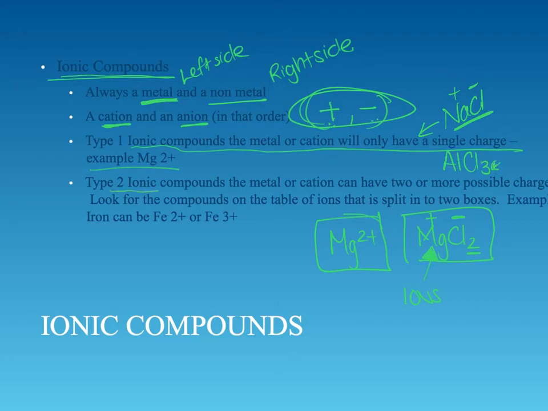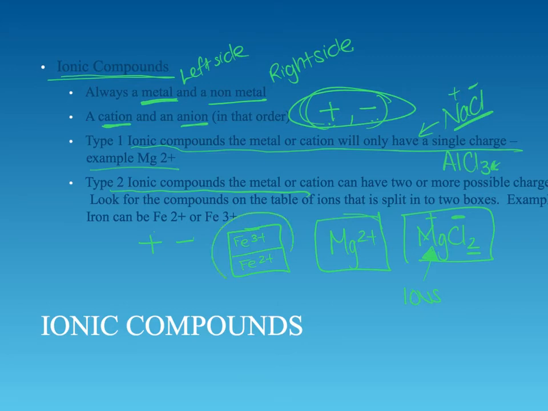Okay, type 2 ionic compounds, because they're ionic, still have a metal and a non-metal. So they still have the cation and the anion, and they're always still in that order. The only difference is that when we look at type 2 compounds, they're always going to be the ones where they have 2 possible boxes. So they're going to have a 3 positive and a 2 positive box, for instance, like iron.